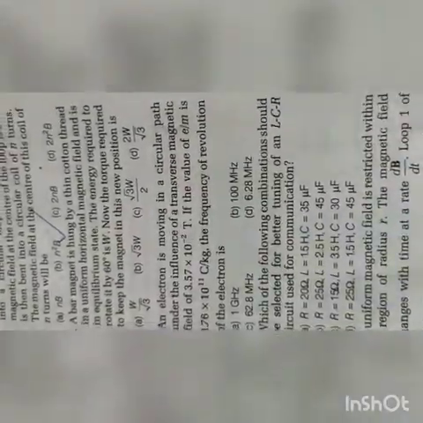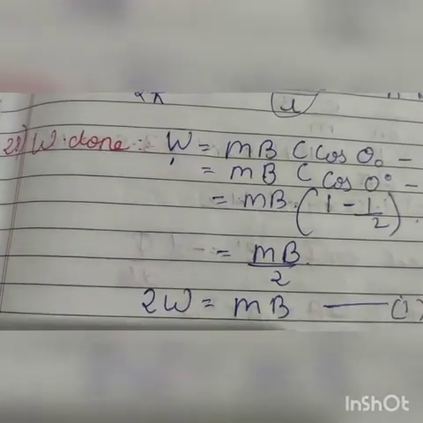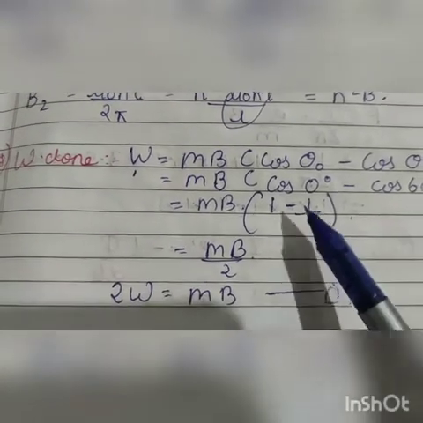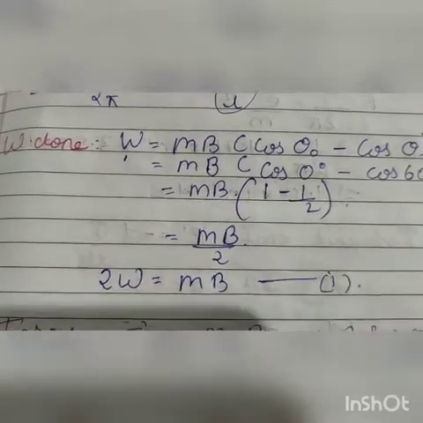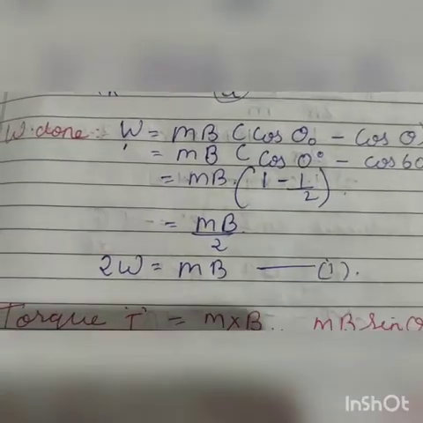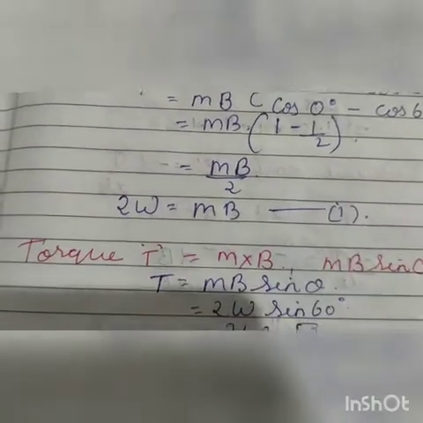Now question number 28. A bar magnet is hung by a thin cotton thread in a uniform horizontal magnetic field and is in equilibrium. The energy required to rotate it by 60 degrees is W. Now the torque required to keep the magnet in the new position is? As we know, work done is equal to mB (cos theta 1 minus cos theta 2). First it was at 0 degrees and then it changed to 60 degrees. So we put in the values and we get mB by 2. So we get 2W is equal to mB.